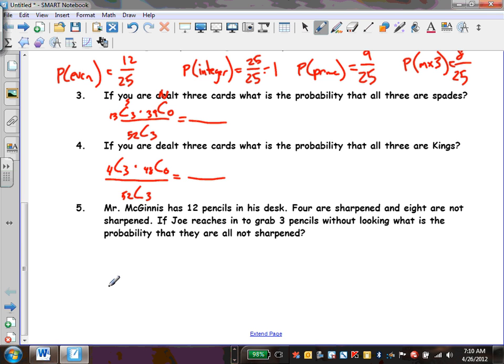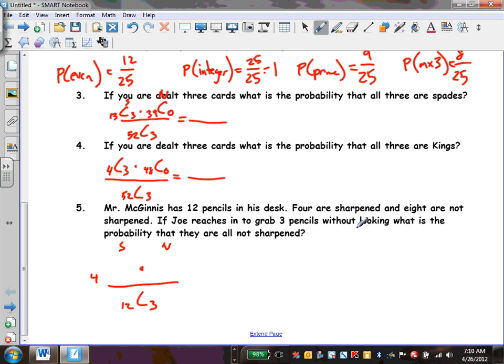So I'm going to set up just like the card problem. So we're talking about 12 choose 3. So I'm picking 3 as a group. And I have sharpened versus non-sharpened. So again, multiplying these. So how many are sharpened? Well, there's 4 of them that are sharpened.